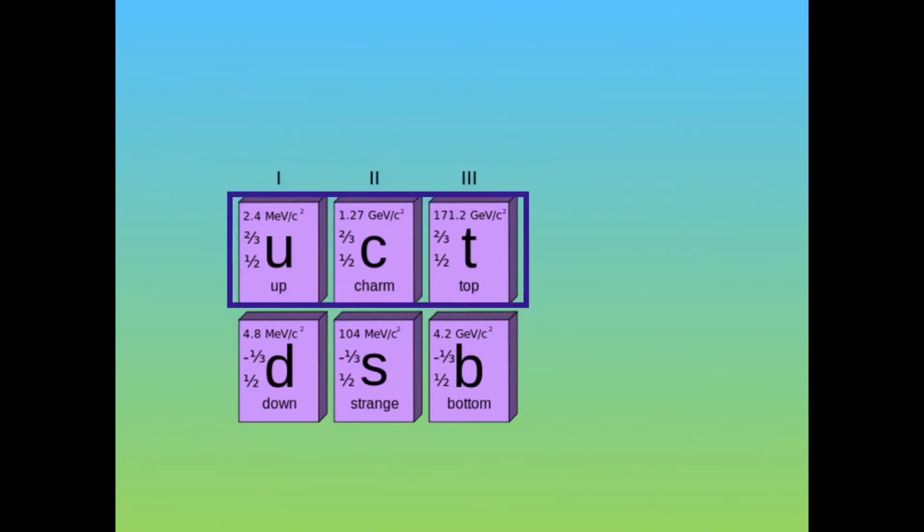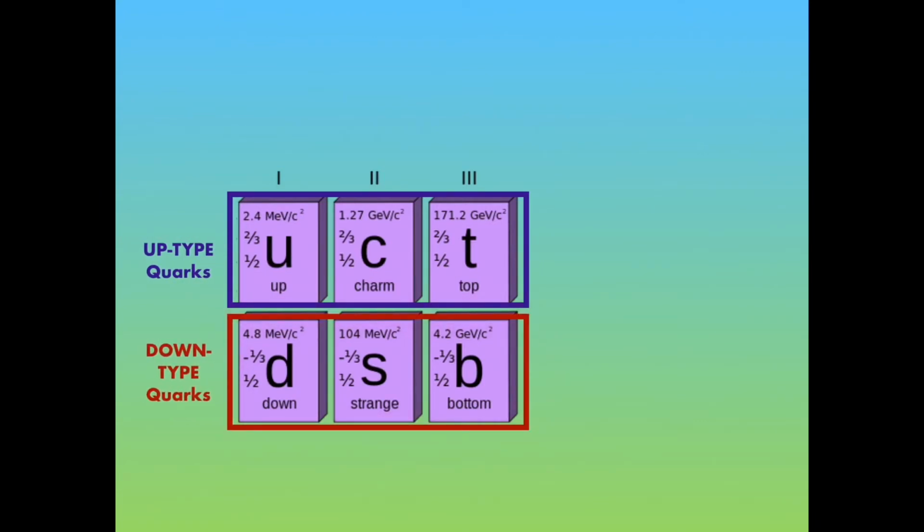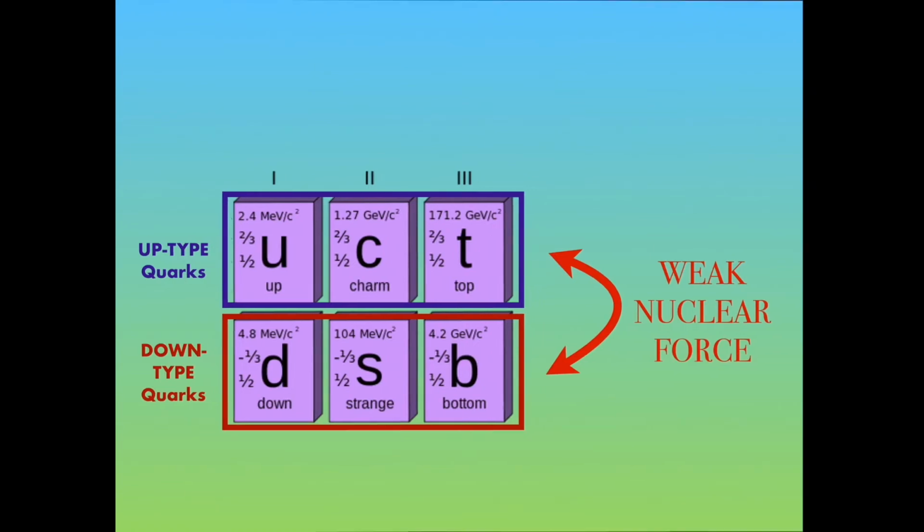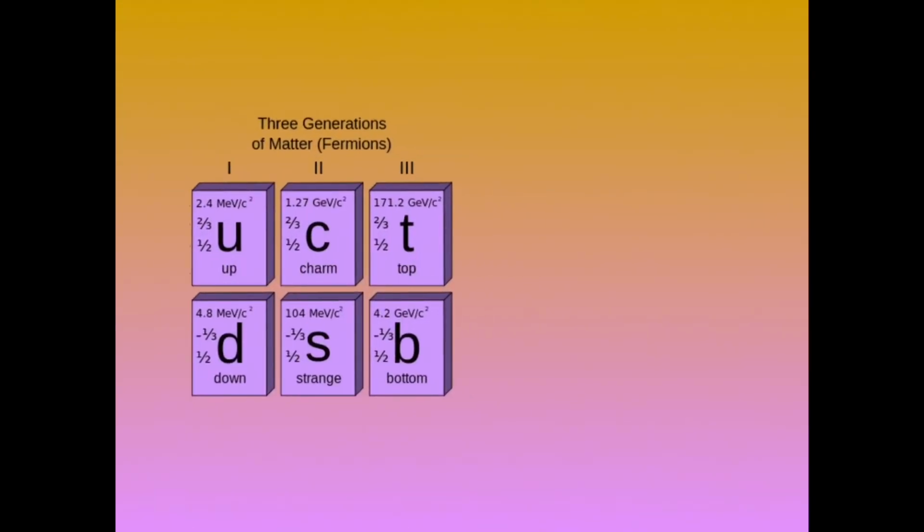We also know that quarks are arranged in up-type and down-type as well. There are up-type quarks and there are down-type quarks. Now there's a reason behind this arrangement as well. Up-type quarks and down-type quarks can change types between each other via the weak nuclear force. An up-type quark can change into a down-type quark and vice versa through the weak nuclear force. And we'll learn what exactly the weak force is in another upcoming video.